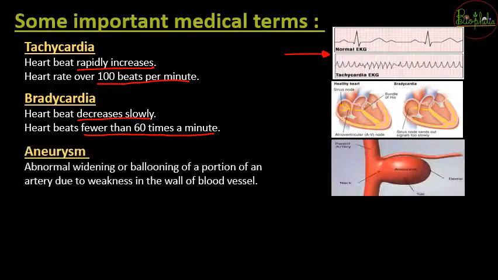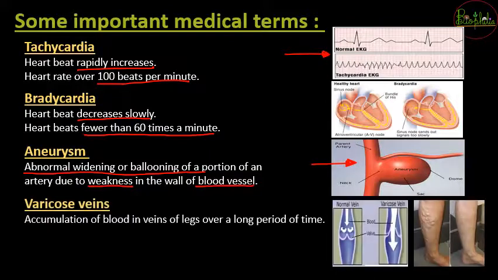Next term होता है, that is aneurysm. Aneurysm is nothing but abnormal widening or ballooning of the blood vessels. So जब blood vessels फूल के balloon जैसे हो जाते हैं because of weakness in the walls of those blood vessels, in that case you can see in this photograph how the blood vessel is going to blow up like a balloon. That is nothing but the condition that is aneurysm.